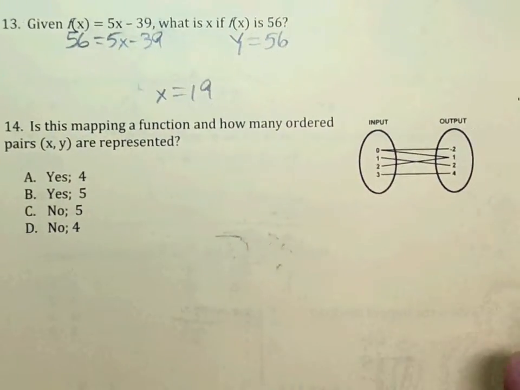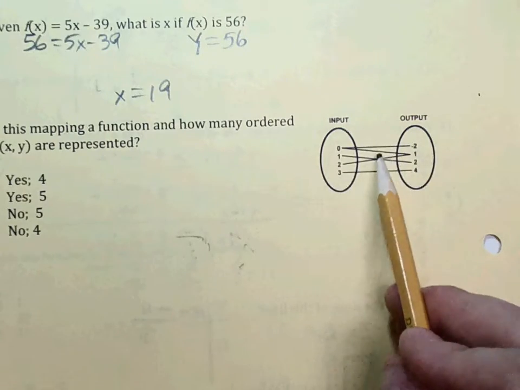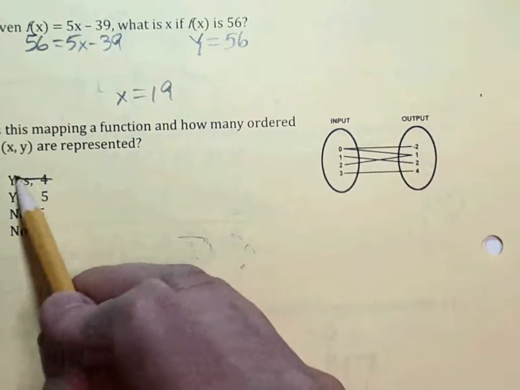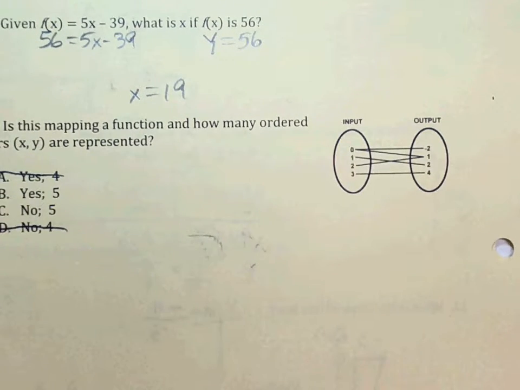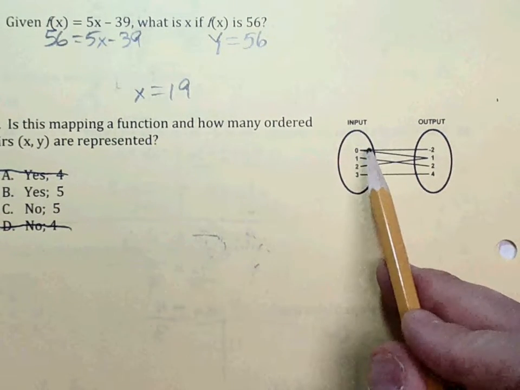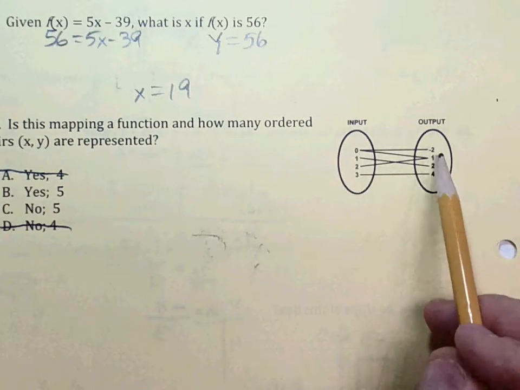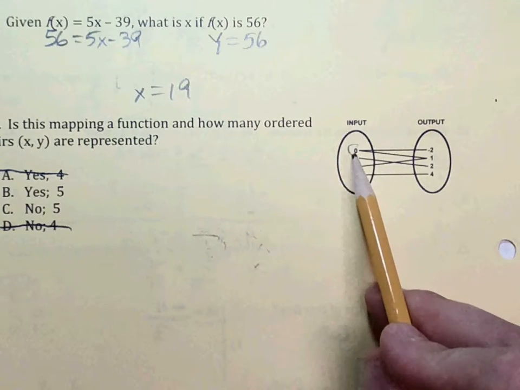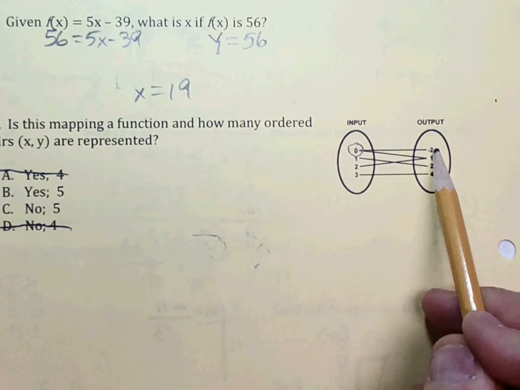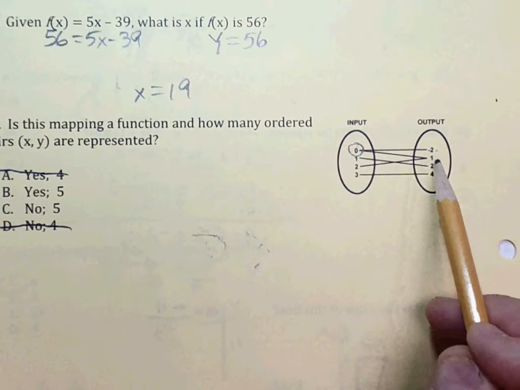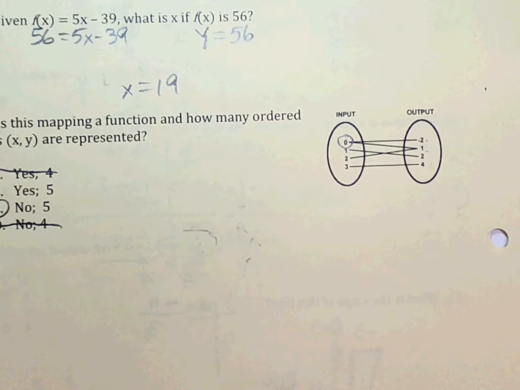Last one. If I count the number of lines that are connecting inputs and outputs, there are 5. So the answer of 4 ordered pairs is not correct. And so is it a function? Do I have any repeating x's? And I do. 0 is trying to have an output of -2, and it's trying to have an output of 1. So the correct answer there is C.